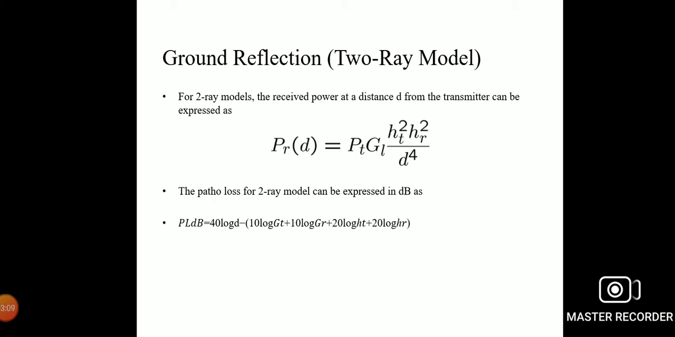power 4. The path loss from the two-ray model can be expressed in dB as path loss dB is equal to 40 log d minus 10 log GT, that is the transmitter gain, plus 10 log receiver antenna gain, plus 20 log transmitter antenna height, plus 20 log receiver antenna height.